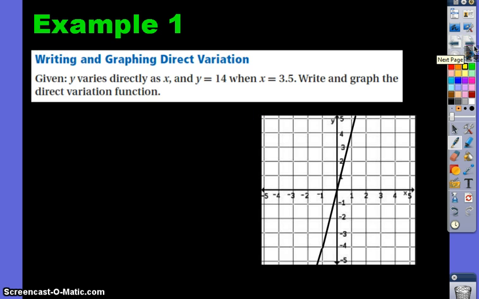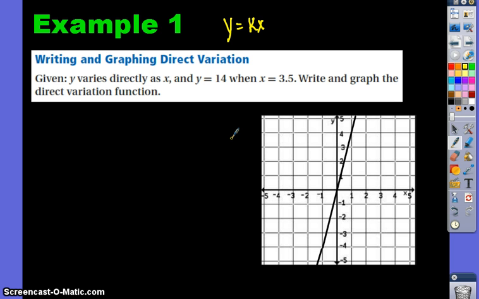All right, so let's look at some problems. It says here that we know that y varies directly as x, and y is 14 and x is 3.5. So write and graph that function. All right, so we know that direct variation is always in the form of y is equal to k times x. In this situation, we don't know what k is. They want us to find it.